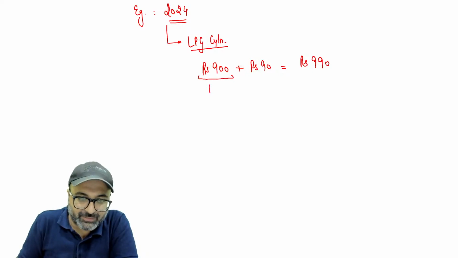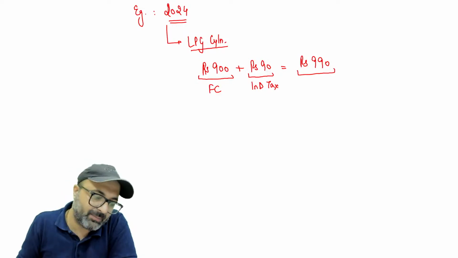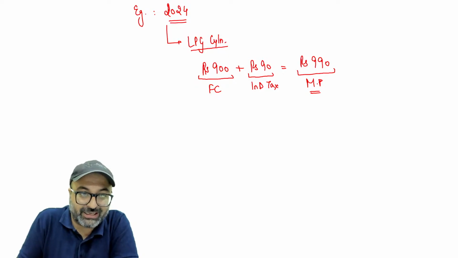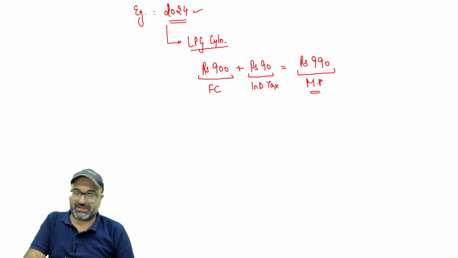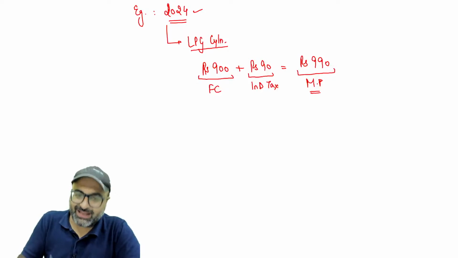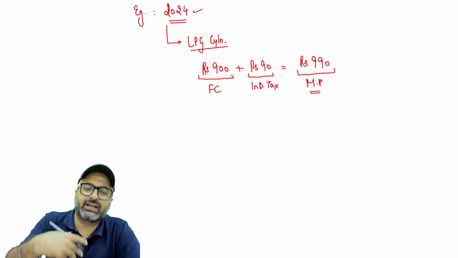I said, that means this is your factor cost. This is your indirect tax which you charge on the consumer, and this 990 is going to be market price. The manager said, yes sir. Now after almost 13 years, you have learned the concept of factor cost and market price. I said, brilliant.